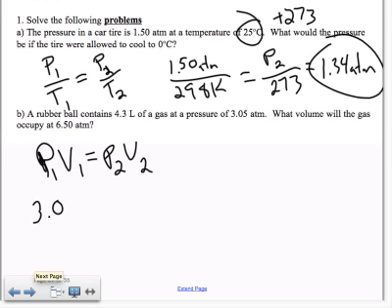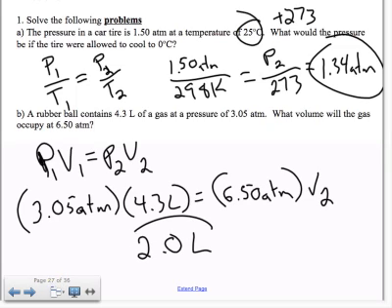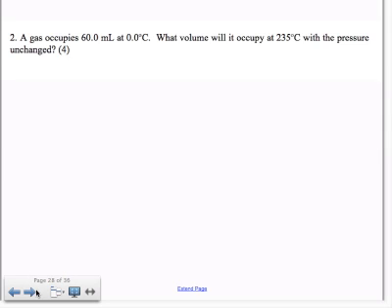Pressure 1 is 3.05 atmospheres, and volume 1 is 4.3 liters. And that equals the pressure 2, which is 6.5 atmospheres, times the unknown volume 2. Solve for that by dividing both sides by 6.5, and you get a result of 2.0 liters, rounded to two significant figures because there's only two significant figures in 4.3 liters.